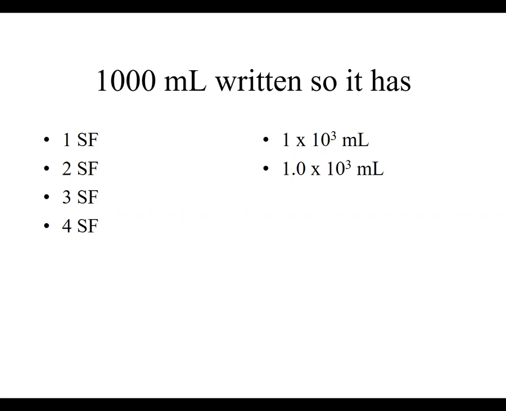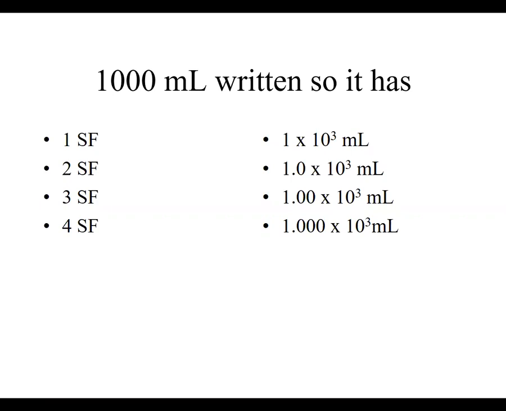Now, as you might imagine, if we knew it had 3 significant figures, we would write it like this: 1.00 times 10 to the third. And if we knew that it had 4 significant figures, we could write it 1.000 times 10 to the third. Of course, in that last case, we could also write 1,000 and put the decimal point explicitly to show that all those zeros are significant.